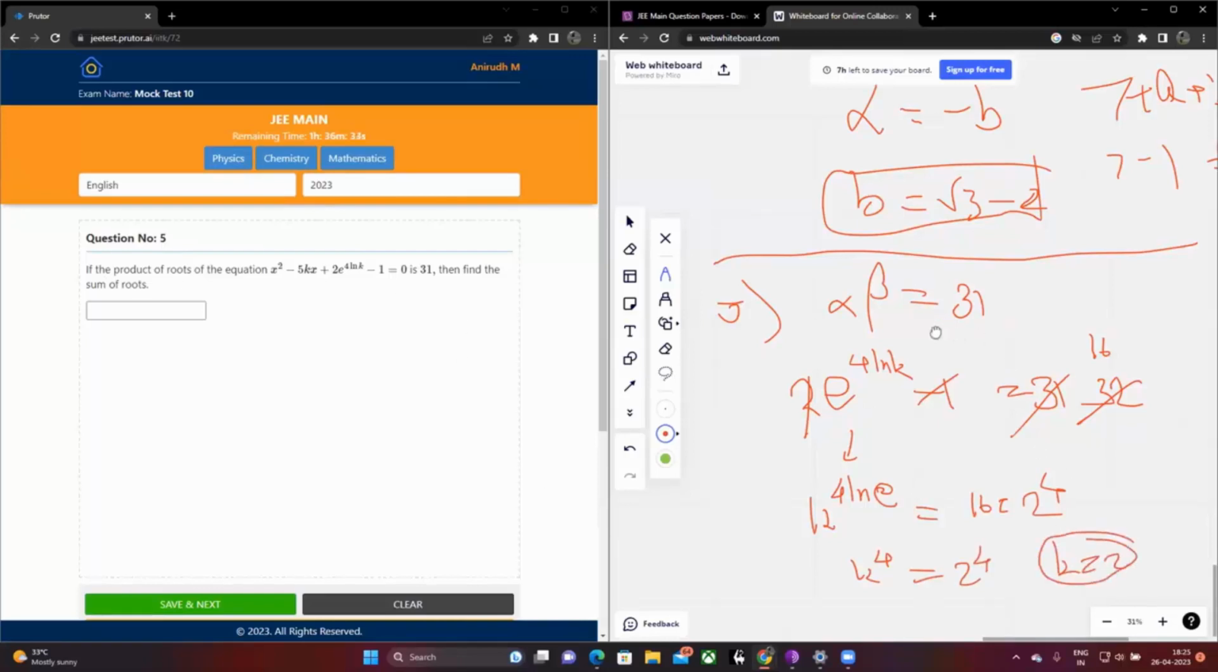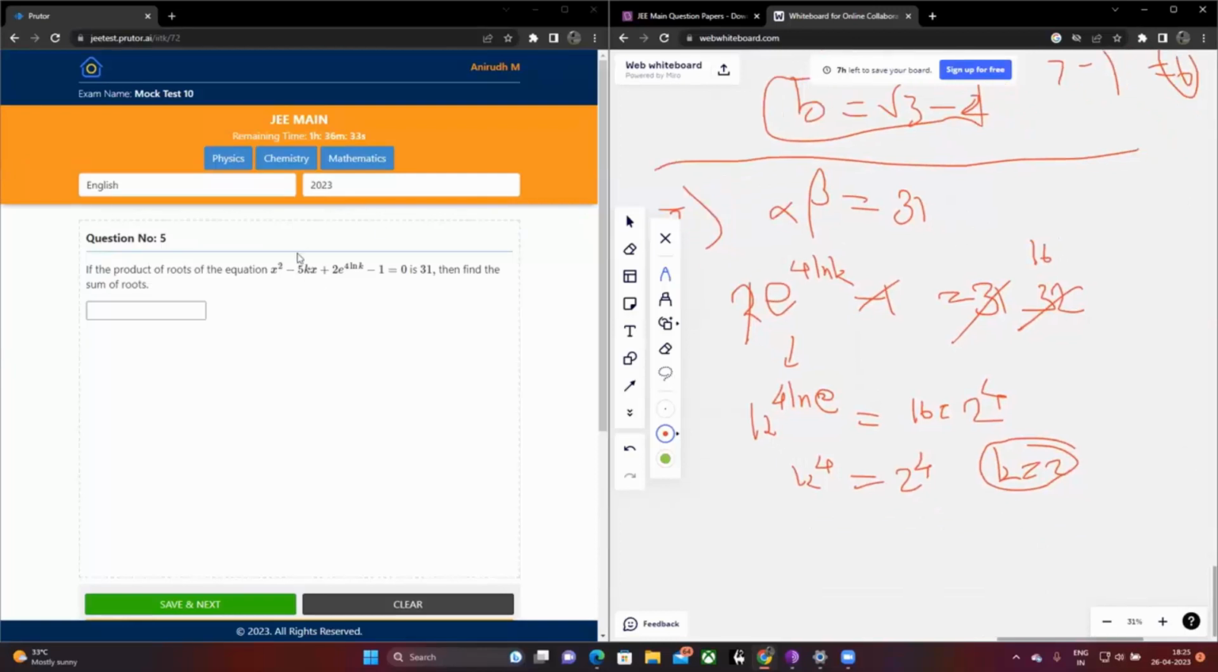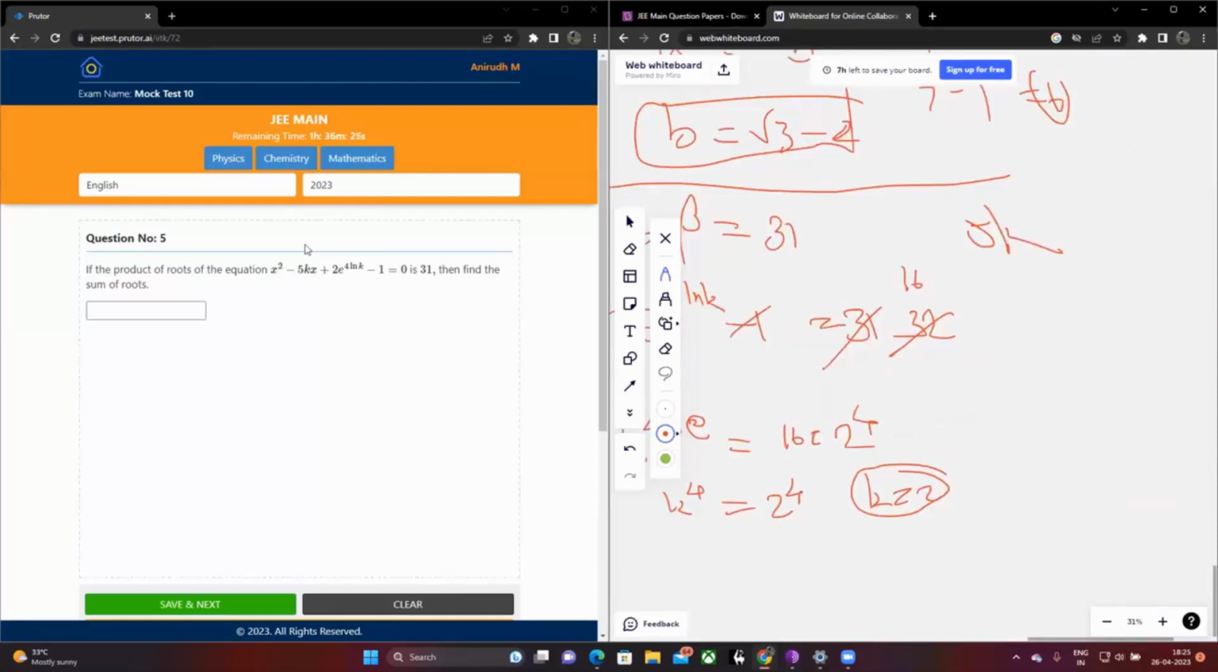Find the sum of roots. Sum of roots is basically 5k, right? Because this minus b by a is the sum of roots. Minus b by a is minus of minus 5k by 1, that is 5k, right? This is equal to 5 into 2, that is 10.